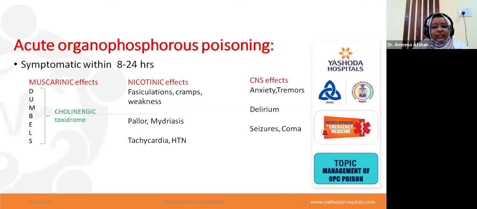This is what is more commonly seen: the muscarinic effects like diarrhea, urination, miosis, emesis, lacrimation, salivation. The nicotinic effects like fasciculation, cramps, weakness, pallor, tachycardia, and hypertension. CNS effects from anxiety, tremors, delirium to seizure, coma.